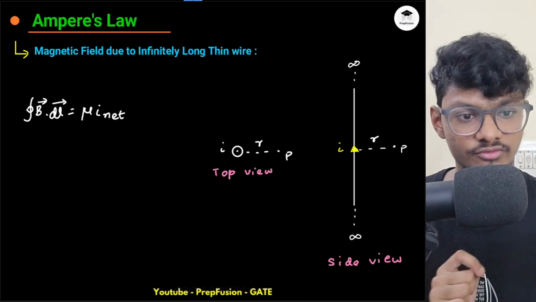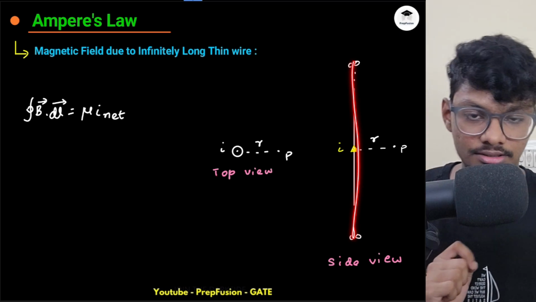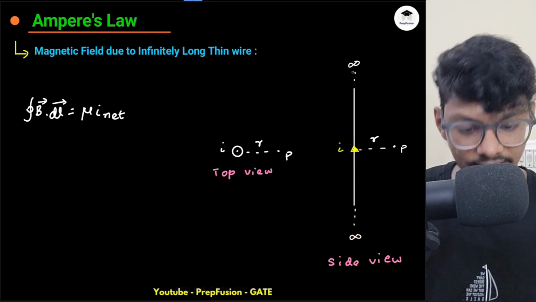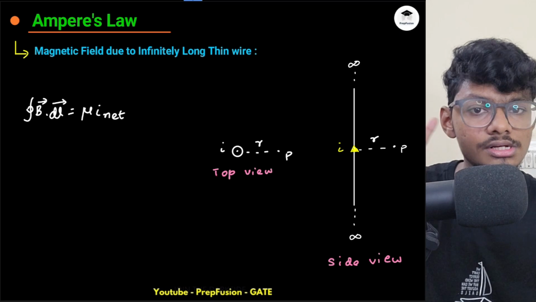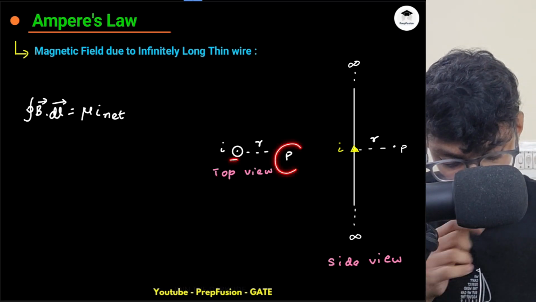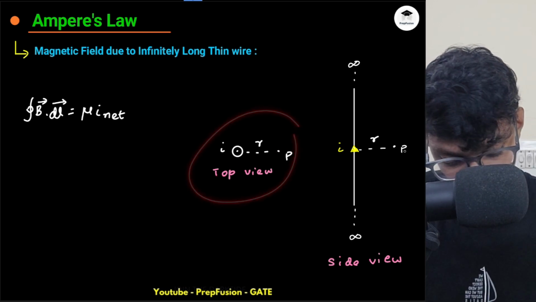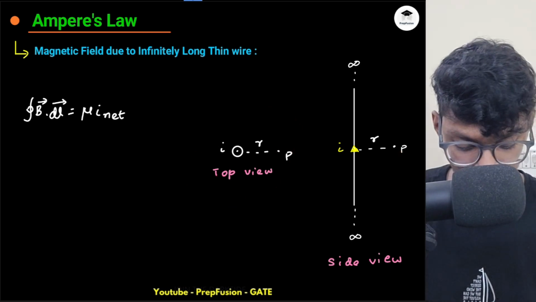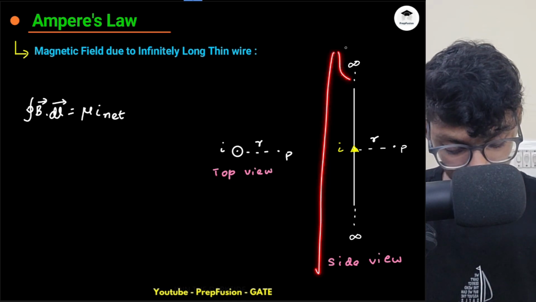Please listen to me carefully here. So there is a straight wire that is carrying a current I, and it is infinite. Can you tell me the direction of this magnetic field at this point P? Okay, this is the top view. At this particular point P, what will be the direction? This is a side. I'm just talking about this view right now.